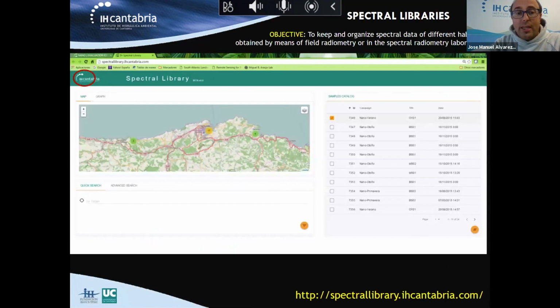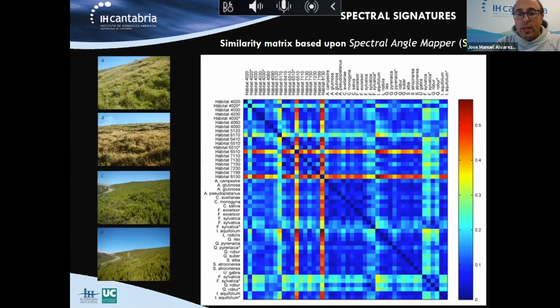And finally, what we get is a spectral library that is published, freely accessible on the web at the institute. We have a spectral library that, using spectral similarity with the spectral angle mapper, tells us which habitats can be differentiated from others and which habitats cannot.